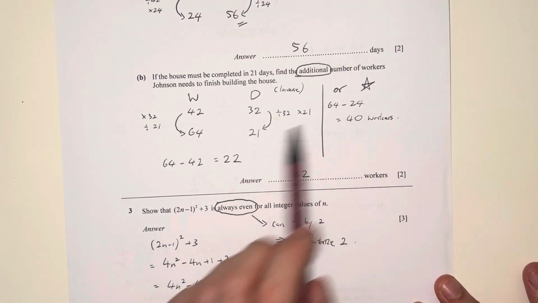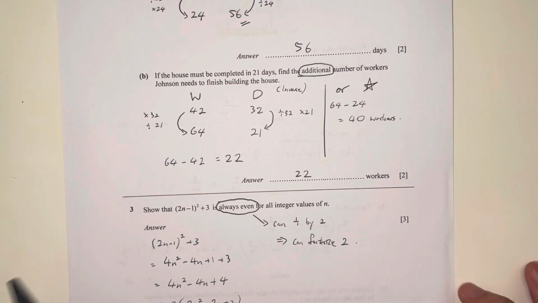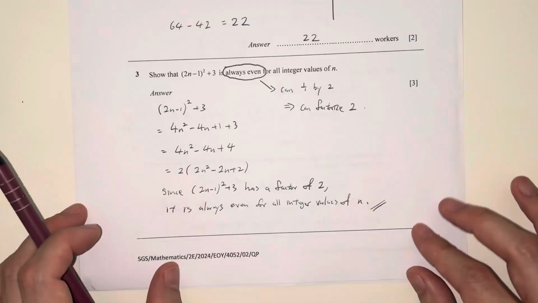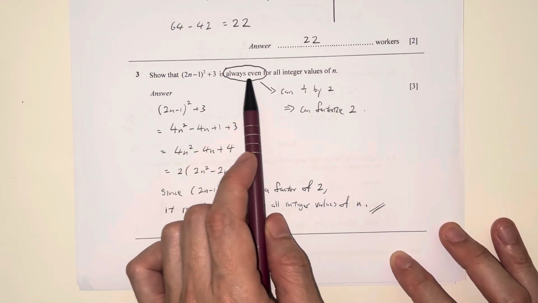So in either way, I think we will both accept the question, but I think the question is not fully clear, so we accepted both. Okay, so next one, show that this expression is always even.